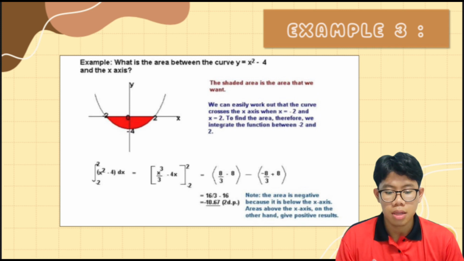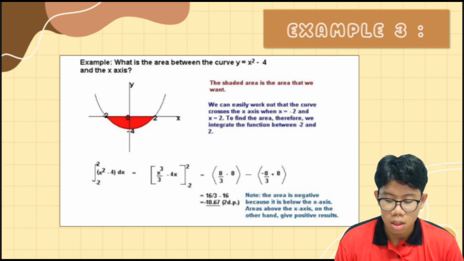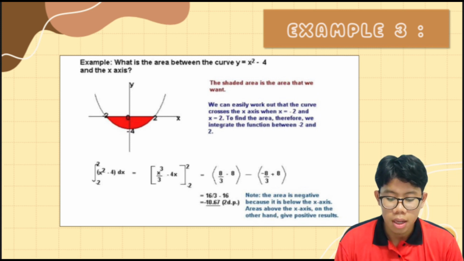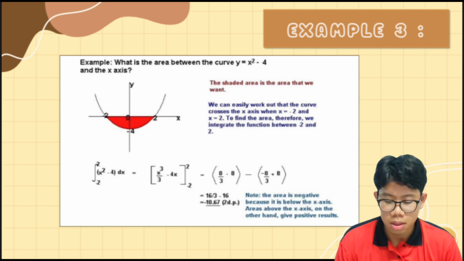My question in example 3 is, what is the area between the curve y equals x squared minus 4 and the x-axis? So the first step, we need to evaluate the definite integral. We use the property of integral to get the integral of x squared dx minus the integral of 4 dx.